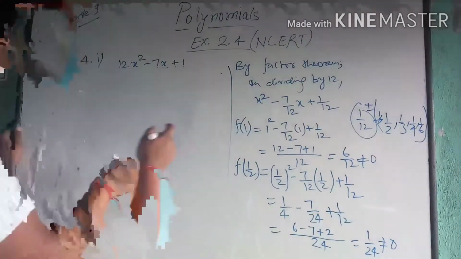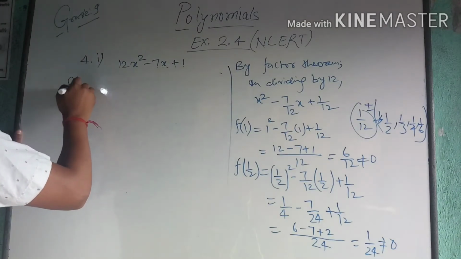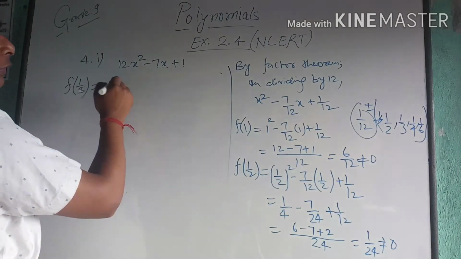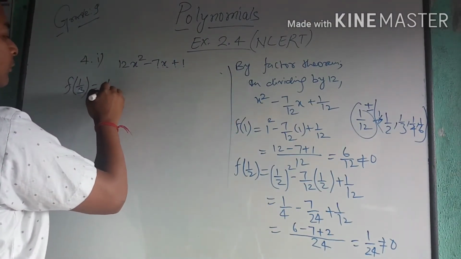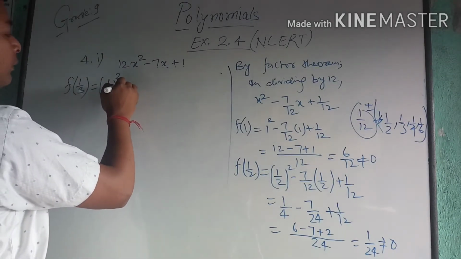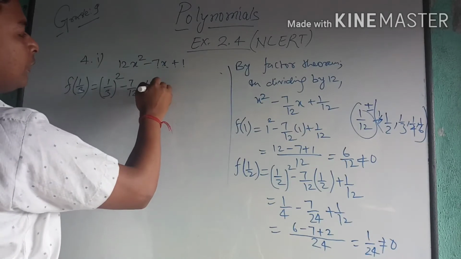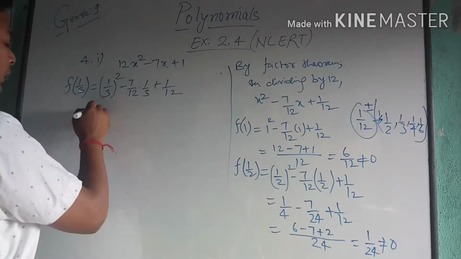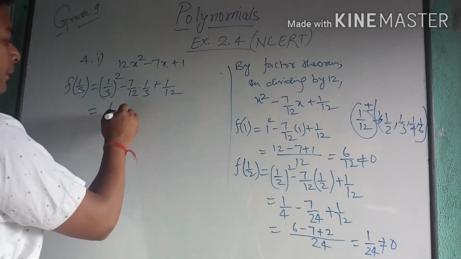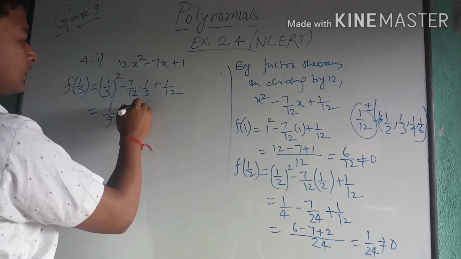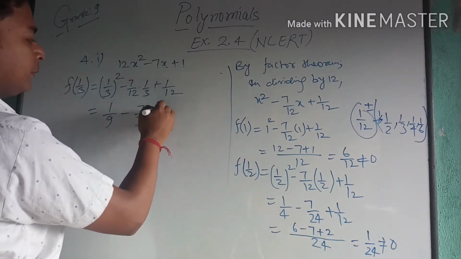Now we will check the function at 1 by 3. Now it can be written as 1 by 3 whole square minus 7 by 12 into 1 by 3 plus 1 by 12. Now 1 by 9 minus 7 by 36 plus 1 by 12.